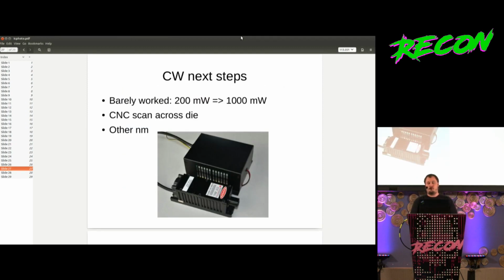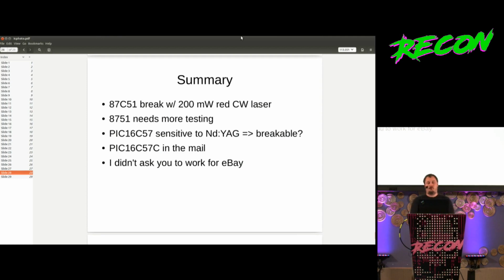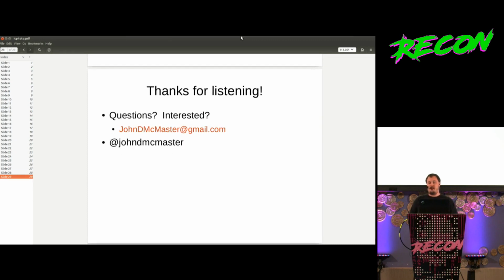In the future, I was hoping to try a few other things, like doing more precise scanning. I didn't get a chance to do that, or to try out other wavelengths; maybe green light will work better than red light. I haven't really tried anything like that. But anyways, in summary, the CMOS version breaks. The 8751 got some interesting results, but nothing that actually killed it or read out code. A few different results. But mostly I'm happy that I got at least one of these to work with basically a laser pointer. Although not everything worked, the amount of time to execute these attacks was very short.